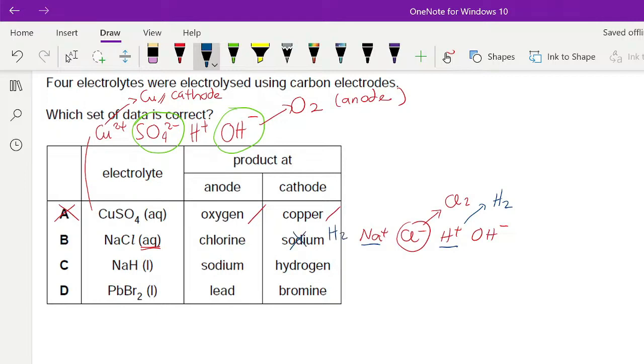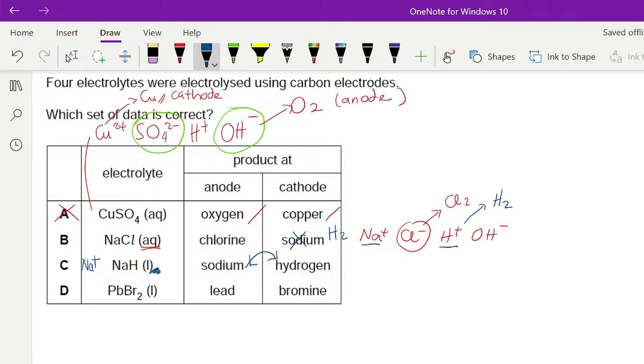And here we have sodium and hydride. Sodium is a positive ion. It's a cation, so sodium must be formed on the cathode, not on the anode. So these two must swap. All right. It's liquid, molten. There is no water. There is no competition.